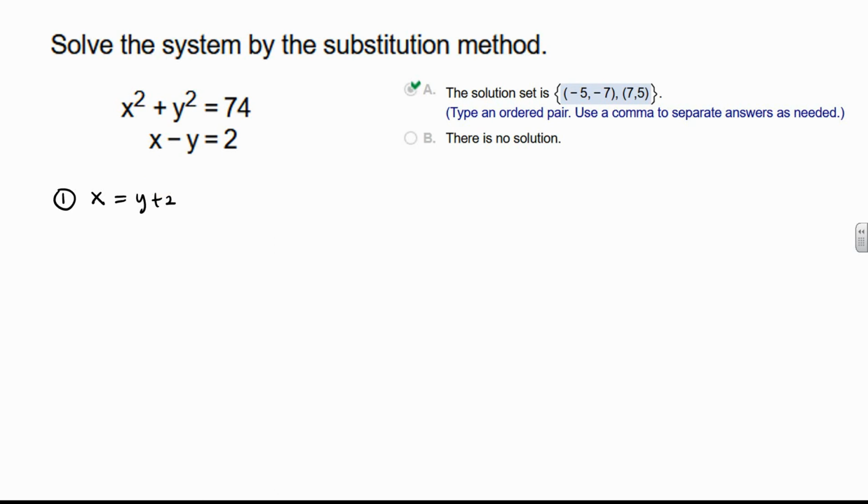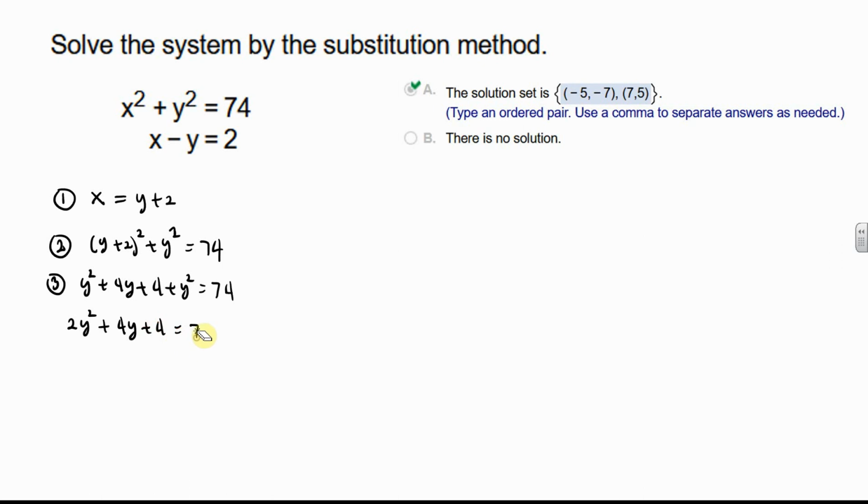So now in step number 2, I'm going to take x equal to y plus 2 and plug that into that first equation, for x squared. So this is y plus 2, quantity squared, plus y squared is equal to 74. From here, just solve for y. So we FOIL that out. This is y squared plus 4y plus 4 plus y squared is equal to 74. This is 2y squared plus 4y plus 4 is equal to 74.